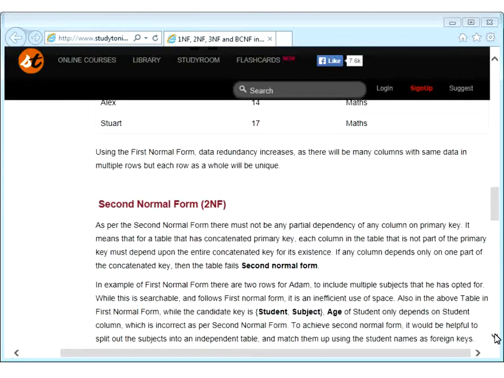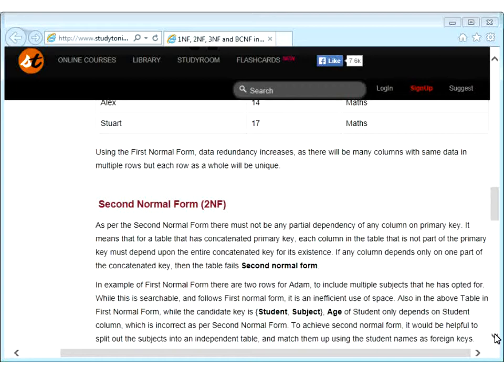Now the second normal form says that there must not be any partial dependency of any column on the primary key. Partial dependency means that if a table has a concatenated primary key, a primary key made up of multiple keys, then each column in the table that is not part of the primary key must depend upon the entire concatenated key for its existence. It should not depend on only one part of the primary key.